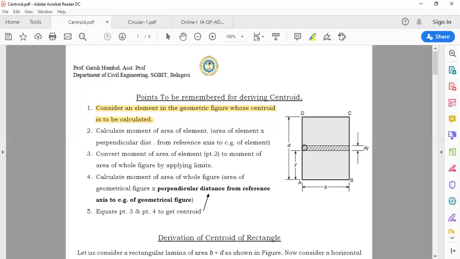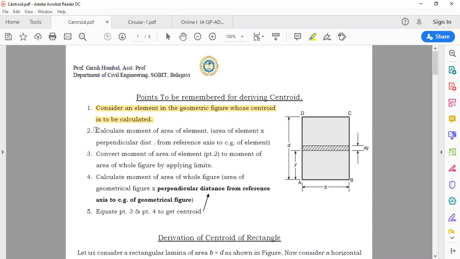Now this element has a thickness of dy, and it is located at a distance y from AB. So AB is my reference axis, so I'm going to calculate centroid with respect to AB. So the first point says you're supposed to consider an element in the geometric figure. So I've considered this element.